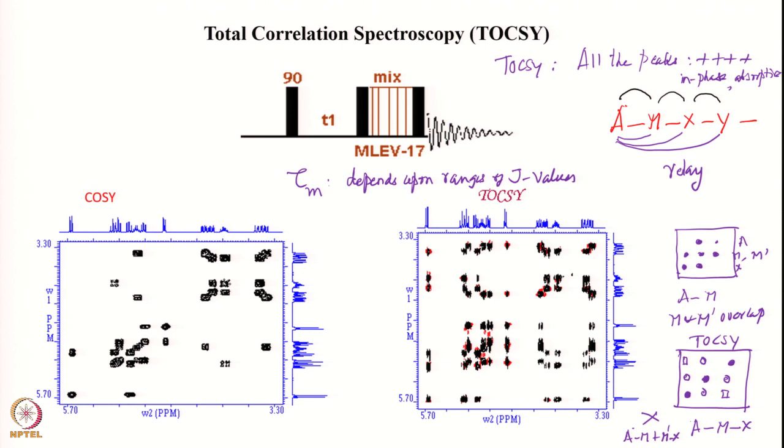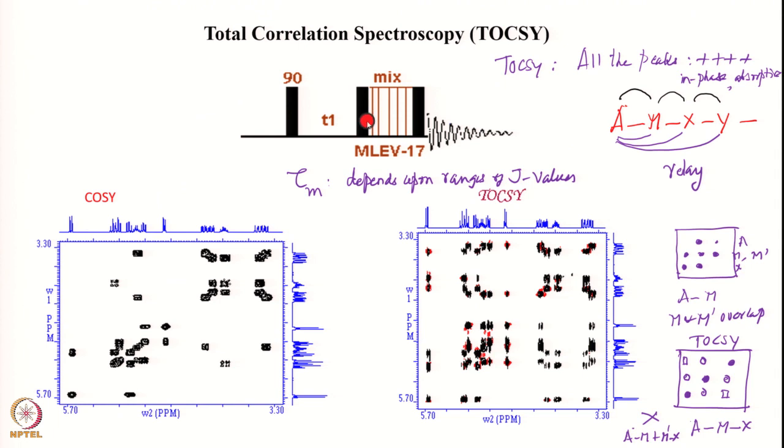Therefore, these days whenever you have a molecule, you straight away record a TOCSY spectrum, but only in certain situations where you want to remove a certain number of peaks and be more specific with regard to the nearest neighbor interactions, then you will use the COSY or the double quantum filtered COSY, okay. So, these sort of experimental techniques one can use to obtain the relevant information in your spin system, okay. So, we will not go into the details of these mixing sequences here.